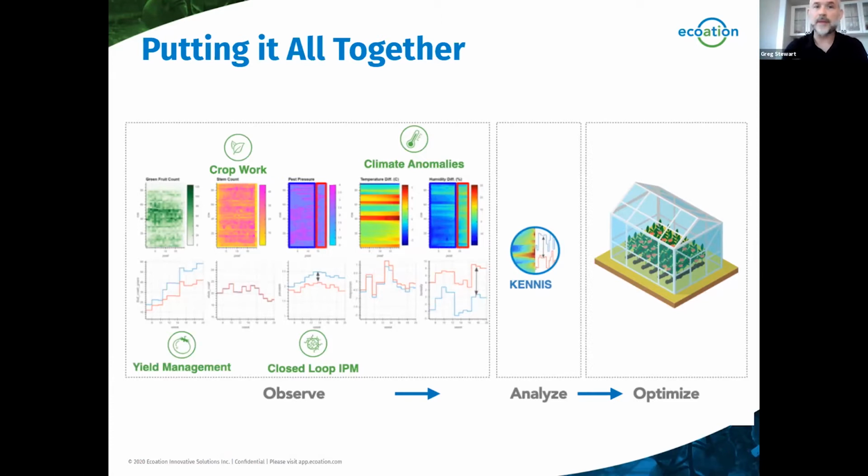So we end up with these. What you're looking at here is a map of the greenhouse: a map for the fruit count over here on the left, then you have the stem count, then you have your pest pressure, and then you have your climate. And what we're working on now is to be able to link these things together.